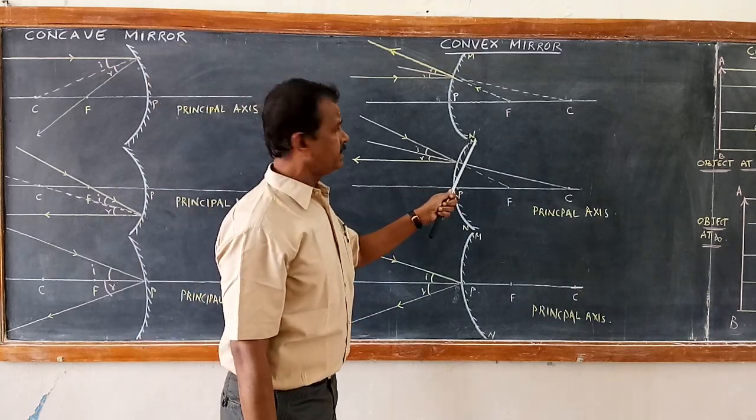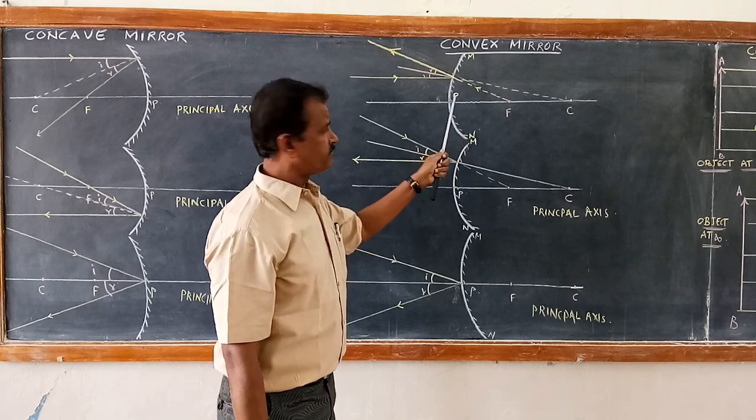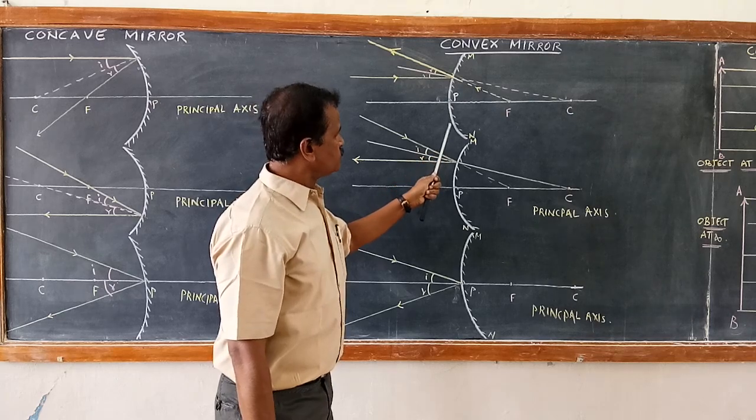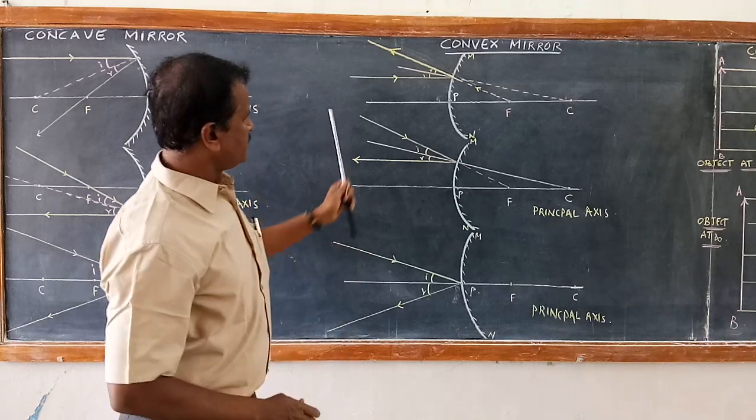As I have told you earlier, the shaded region is a non-reflecting surface and the smooth surface is a reflecting surface. This is for convex mirror. Now let us see the second case.